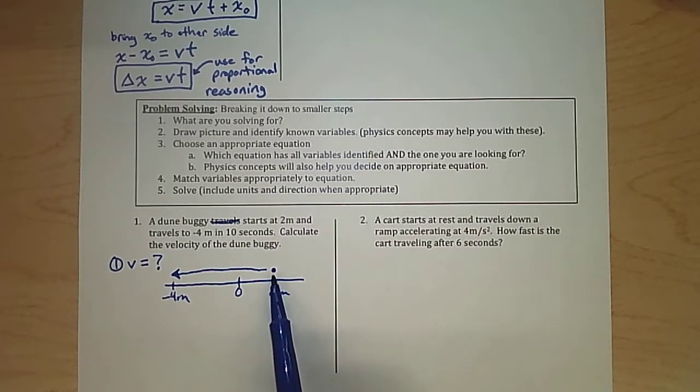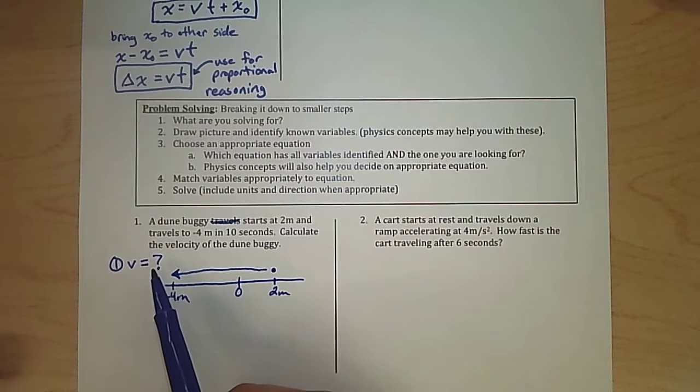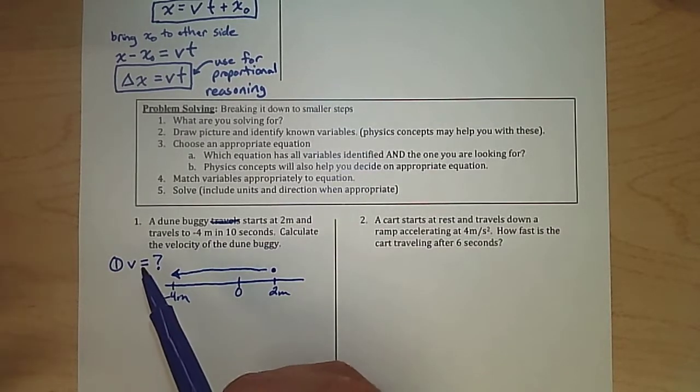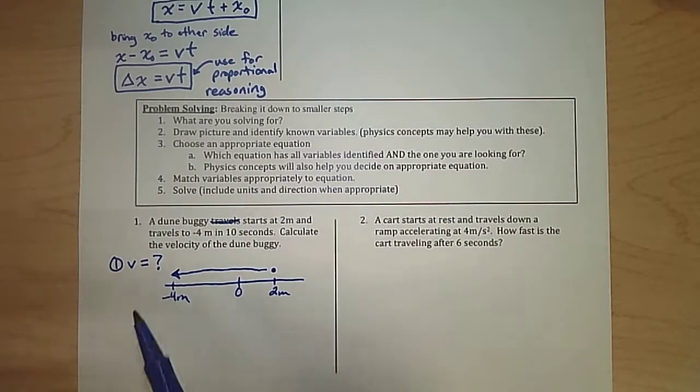For instance, if I start at 2 and I end at -4, I'm going to the left, right? So even before knowing what this number is, I know that I should get a negative number. Since I'm going to the left, my velocity should be negative.